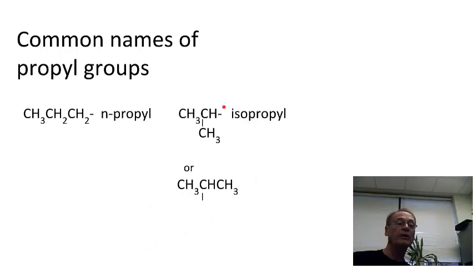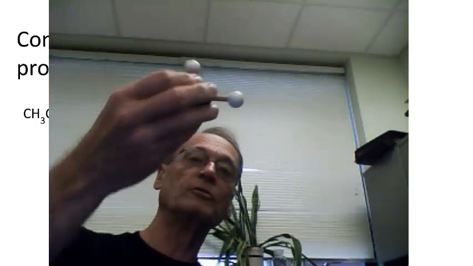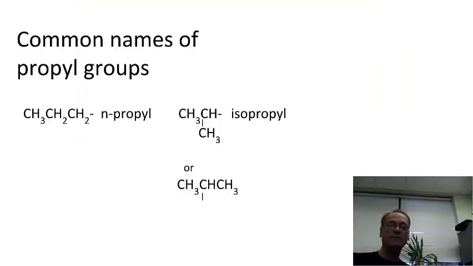Now, here are some common names of propyl groups. There's only one methyl. I showed you what that looked like. There's only one ethyl. I showed you what that looked like. Again, here is the methyl group. It's a carbon with 3 hydrogens, but it has to be attached to something else. And here is the ethyl group, 2 carbons, 5 hydrogens, but it has to be attached to something else because you can't just have nothing attached to that carbon at that 4th position.